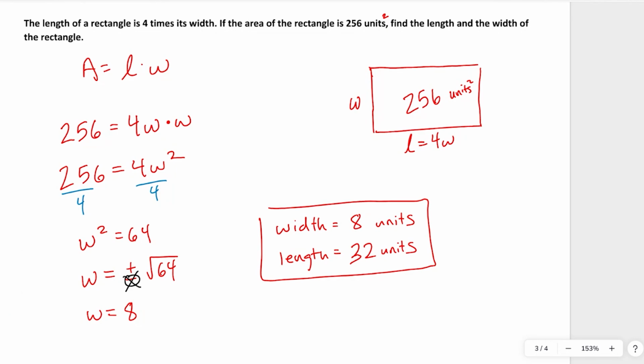And you could always double check that, 8 times 32, is that 256? Should be. I think it is.